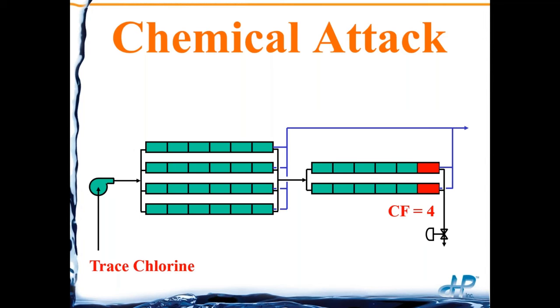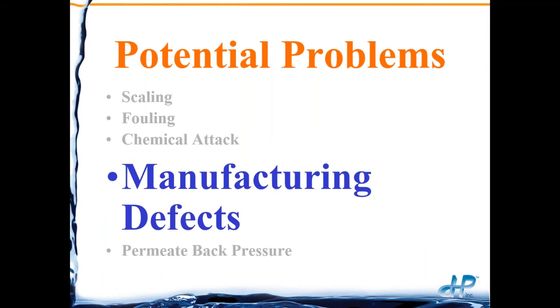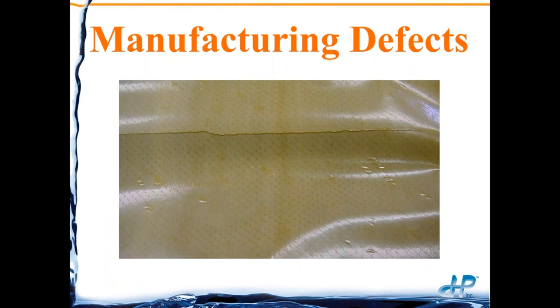So that's where our first damage is going to occur, at the very back end of the unit. Next, we have manufacturing defects, and as the name implies, these are the membrane element manufacturer making mistakes, essentially.